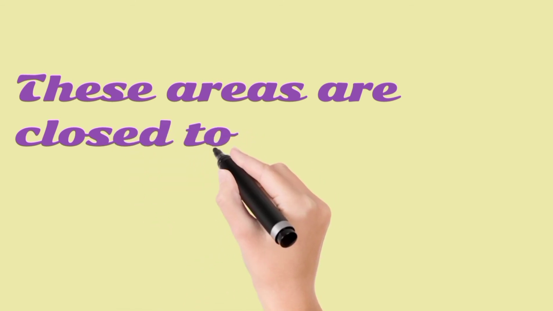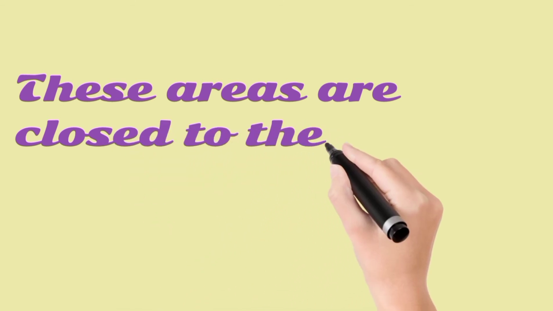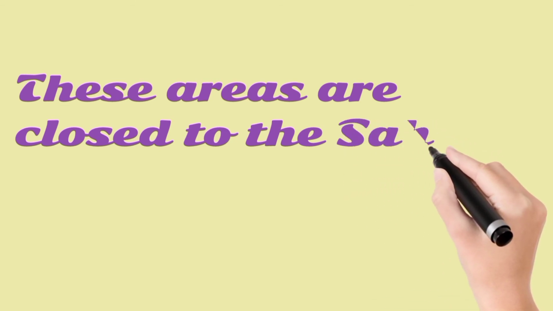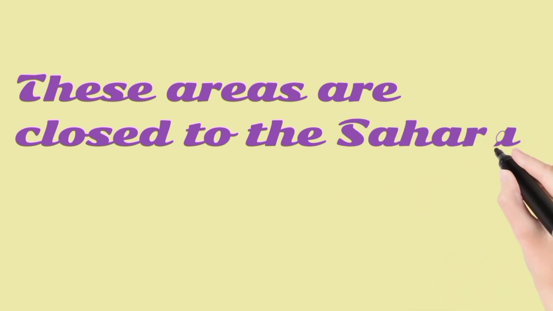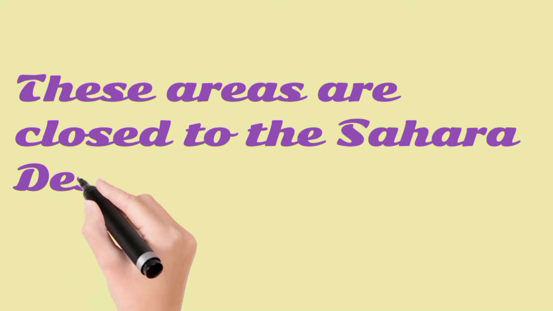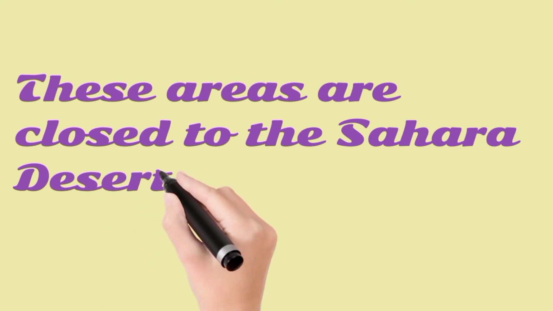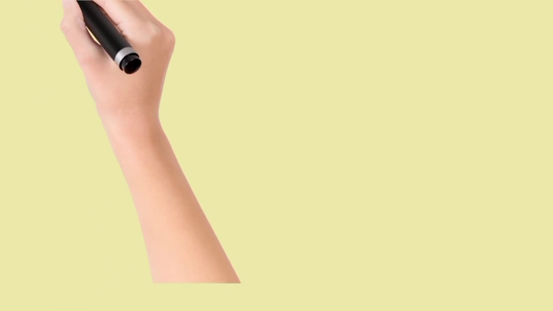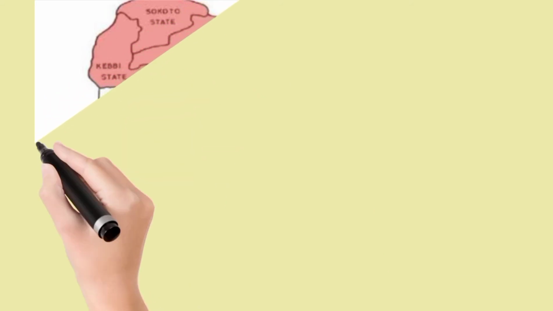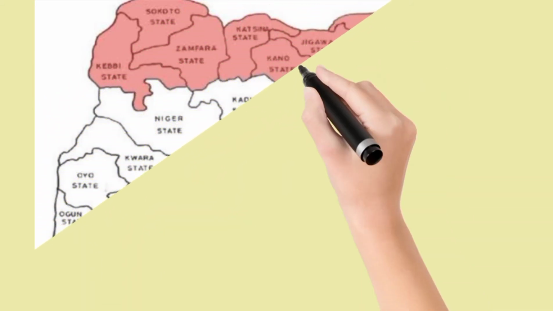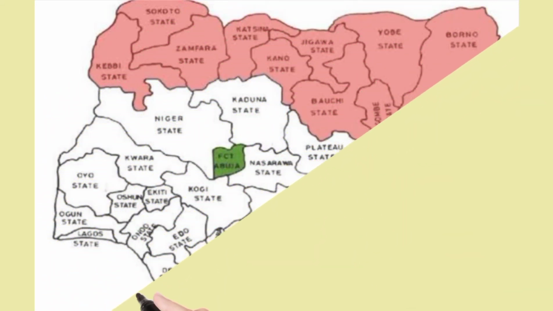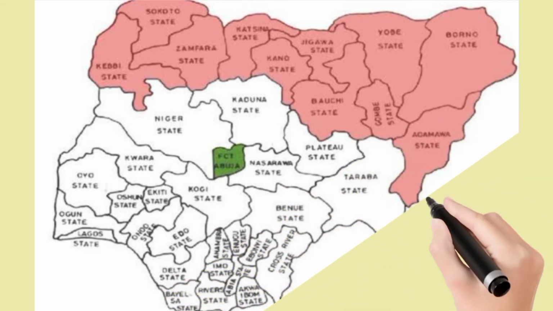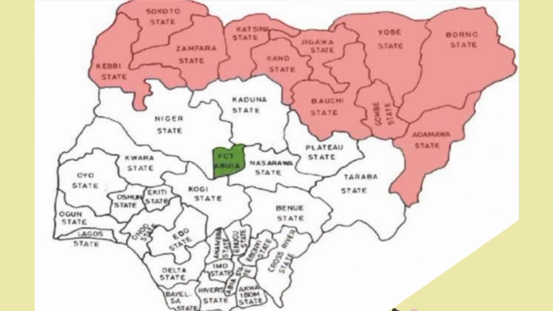So can we state those states in Nigeria that are prone to desertification? So we are going to look at the map of Nigeria to pick out those states that are prone to desertification. Those states are found at the extreme north of Nigeria, including Kaduna, Katsina, Gombe, and some other states.